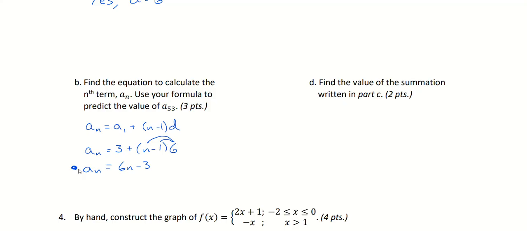Okay, I also ask you to find, once you have this equation, the 53rd term. Instead of n, what am I going to write? So a sub 53, and I'm going to plug it into this. 6 times 53 minus 3. What's 6 times 50? And 6 times 3? 18, I think. Okay, and so I had 318 minus 3. Hey, look at that. Our 53rd term of our list should be 315.